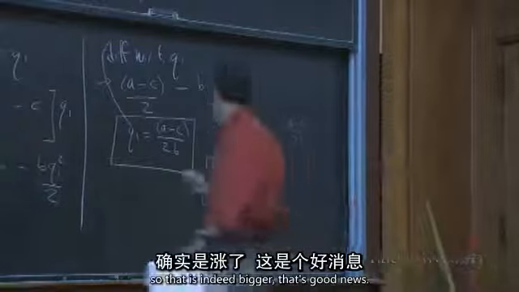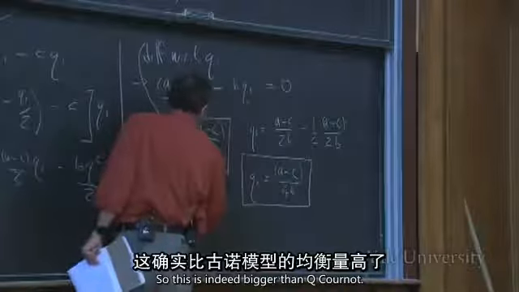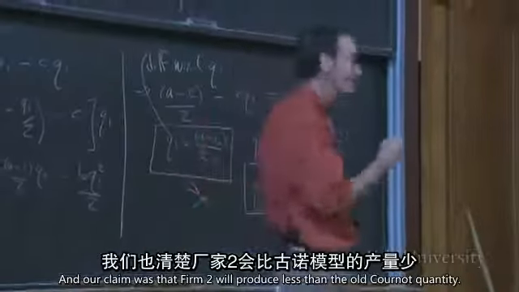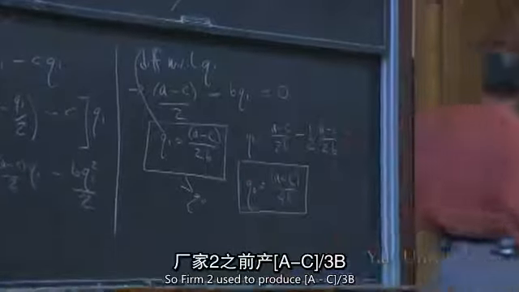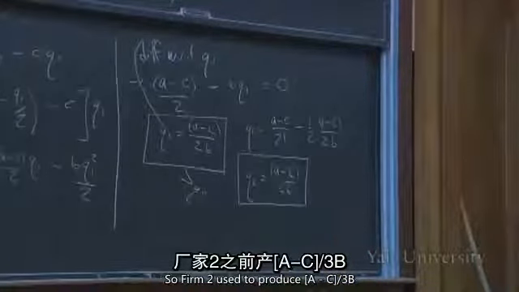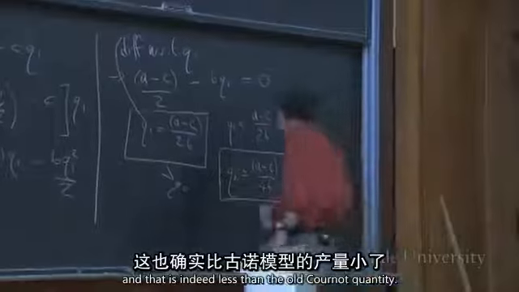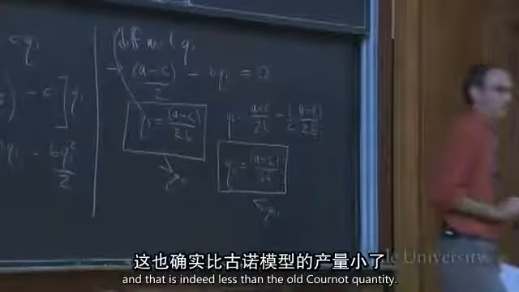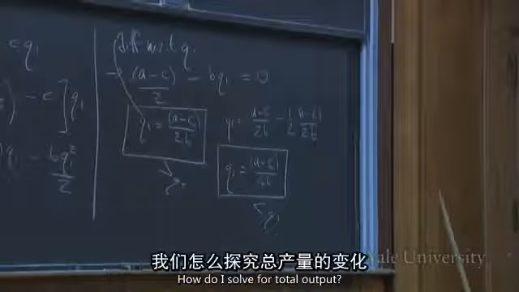That's good news, right? So this is indeed bigger than Q Cournot. And our claim was that firm 2 will produce less than the old Cournot quantity. So firm 2 used to produce (A minus C) over 3B, and now it's producing (A minus C) over 4B, and that is indeed less than the old Cournot quantity. So far so good. What about total output? How do I solve for total output?